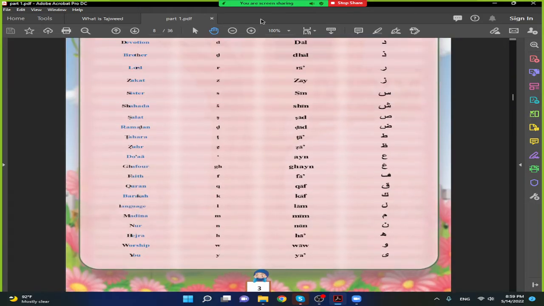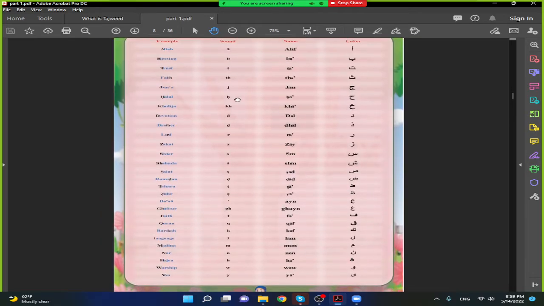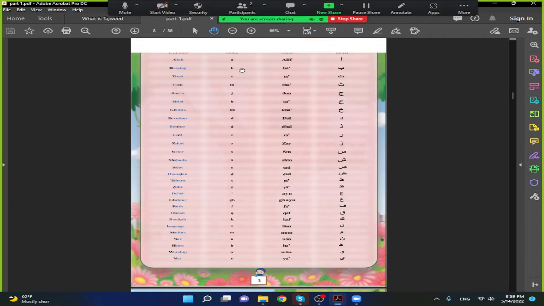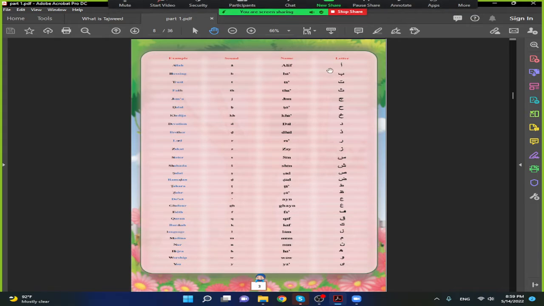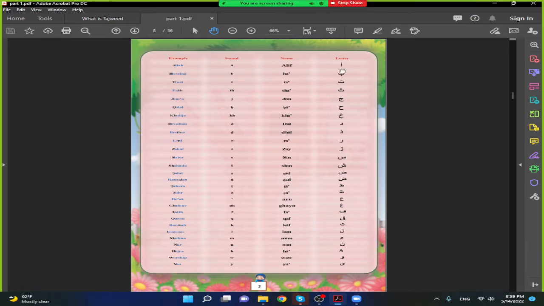I know that's confusing right now, okay, because it's too much in one class, but don't worry. You don't need to memorize all that. What you have to do, I'm going to send you this page. You just need to read it this way. The letter name is Alif in English. What is the sound? A. Example word is Allah. So you have to read this by yourself at home.